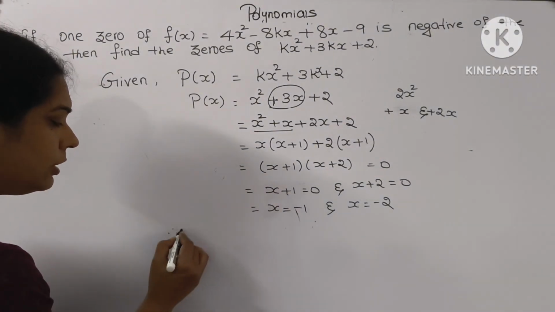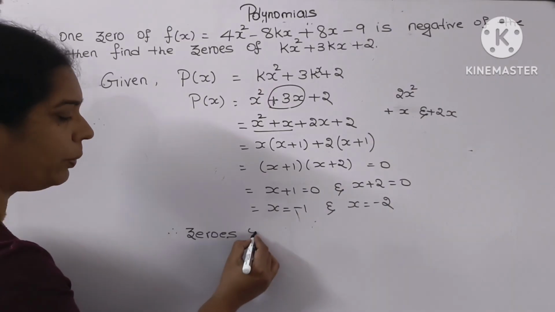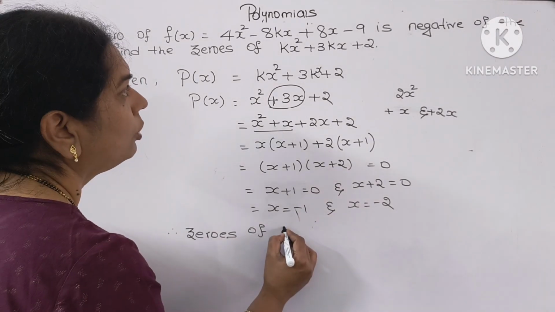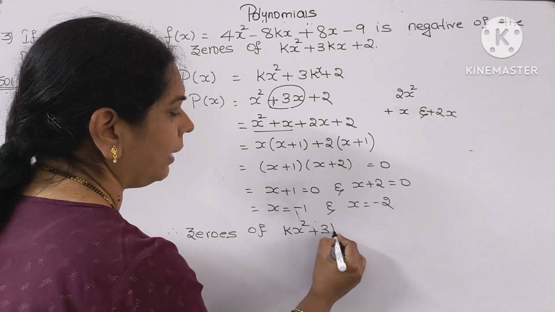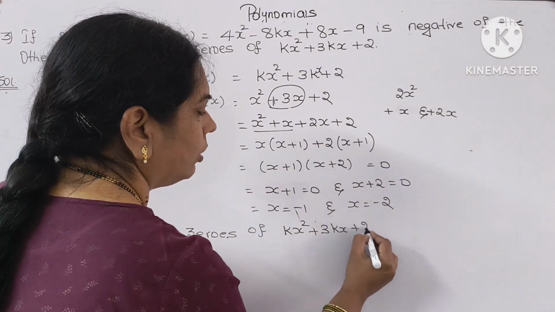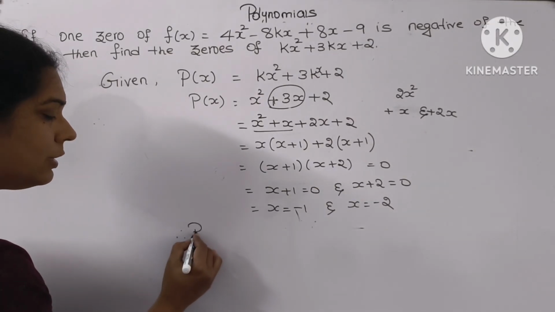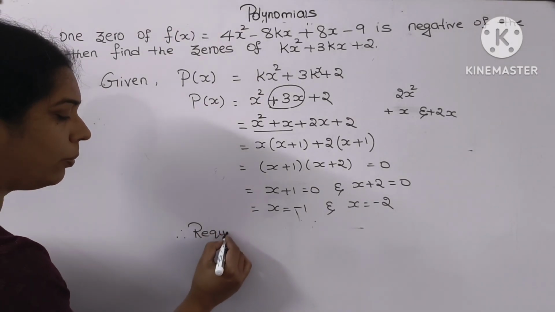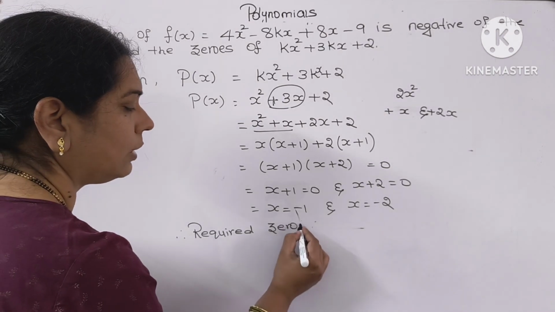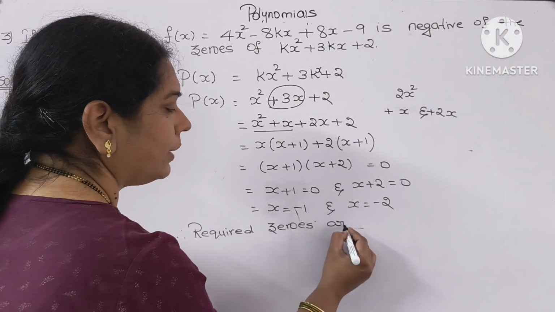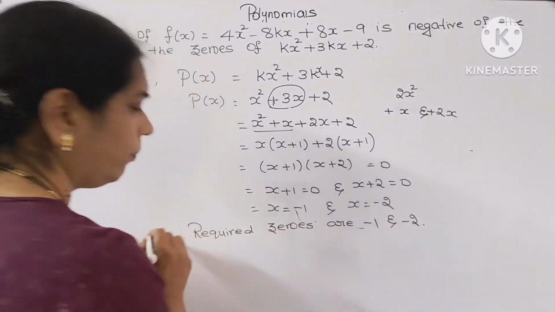Therefore, what are the zeros of the second polynomial? Zeros of p of x, kx² plus 3kx plus 2. Otherwise, no need to write all these things. Therefore, you write required zeros. Yeah, that would solve many problems. Just write it as required zeros. What are the required zeros? Required zeros are minus 1 and minus 2. That's all.